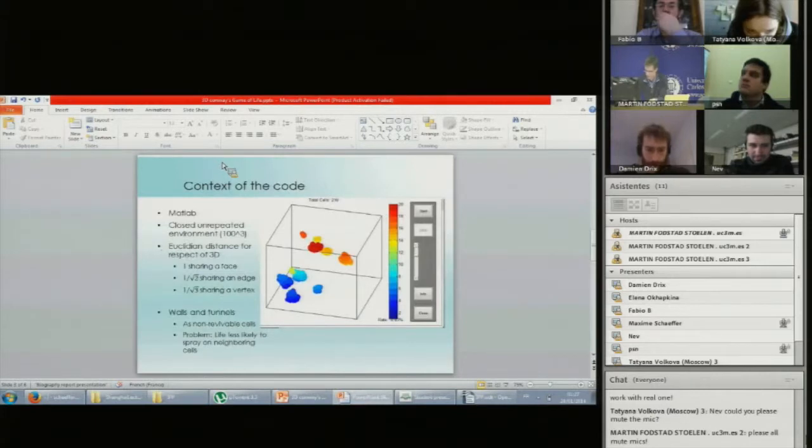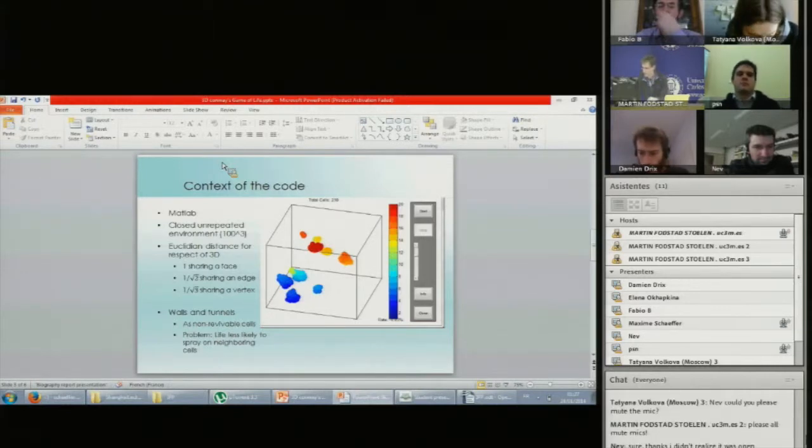The code was made using MATLAB in an unrepeated closed environment of 100 by 100 by 100. It used Euclidean distance to put the 2D rules into 3D. So a value of 1 is assigned when sharing a face with the considered cell, 1 over square root of 2 for sharing an edge, and 1 over square root of 3 for sharing a vertex.